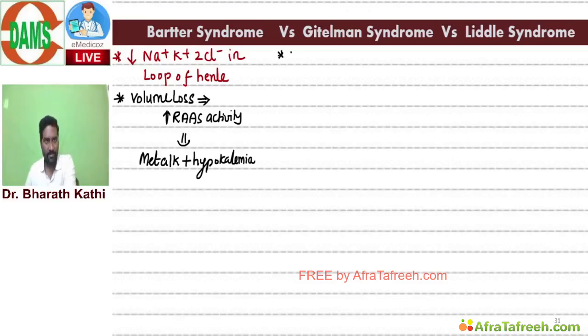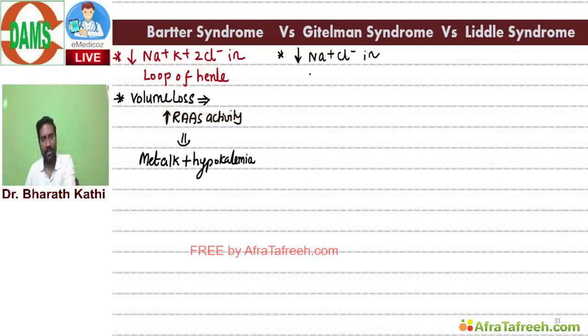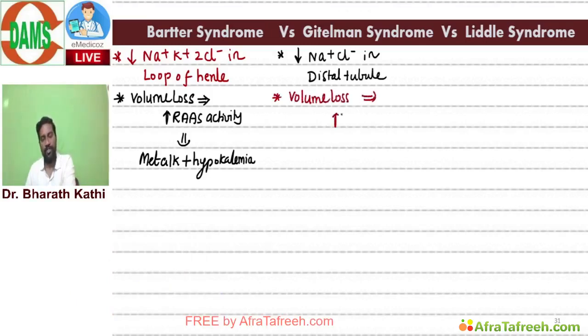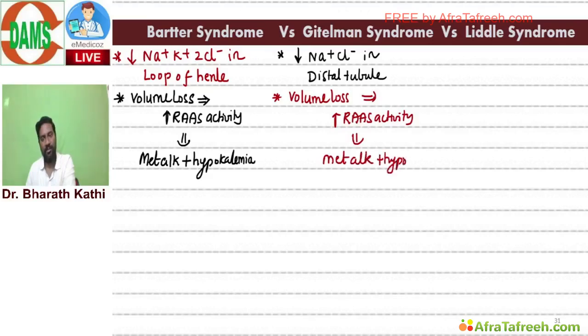Now coming to Gitelman syndrome. This is due to decreased functioning of a channel called Na plus Cl minus in the distal tubule. Again, Na plus Cl minus is required for water reabsorption. Again, there will be volume loss. Because of this volume loss, there will be enhanced RAS activity. Because of enhanced RAS activity, the patient will again land up in metabolic alkalosis, hypokalemia.